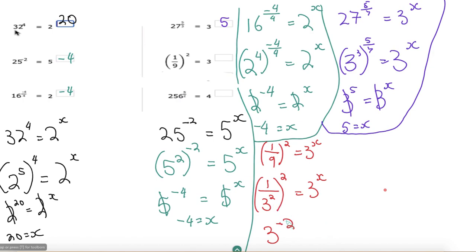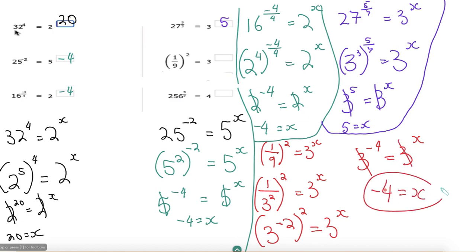So 3 to the power of negative 2, and all that is being squared, equals 3 to the power of x. The inside-outside rule is we multiply them. So negative 2 times 2 is negative 4. So 3 to the power of negative 4 is equal to 3 to the power of x. The bases are the same, we can cancel them out. Negative 4 equals x. And that's going to be negative 4.